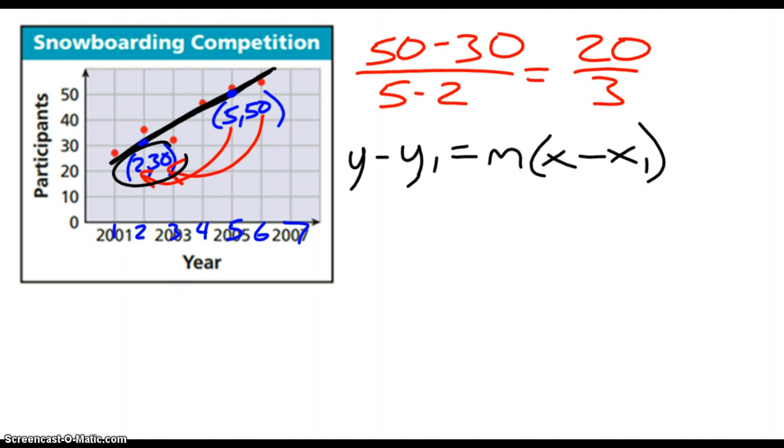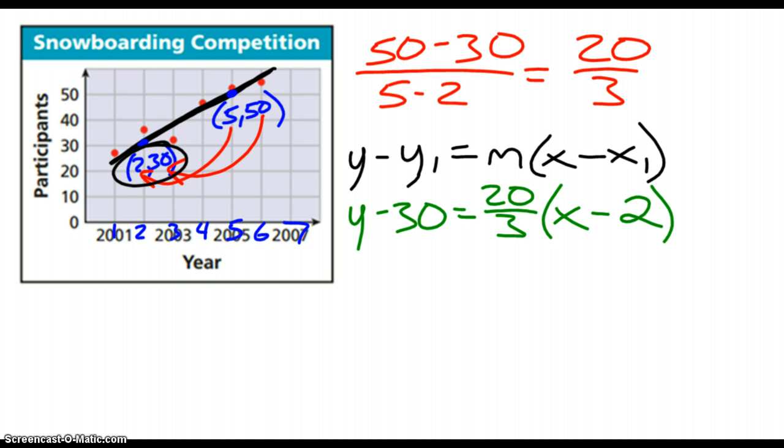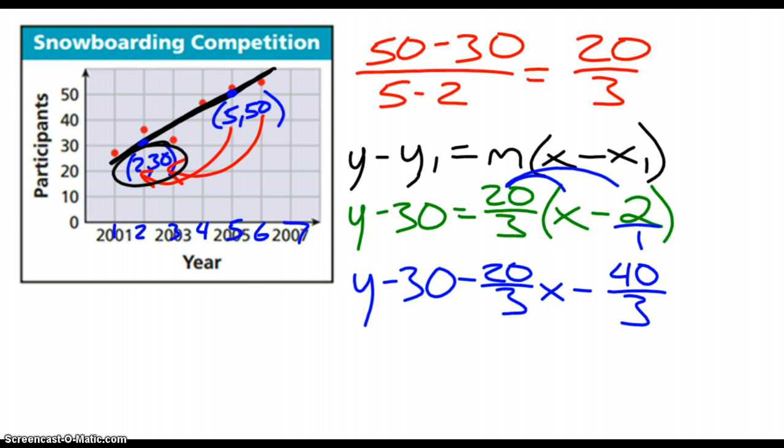And I'm going to use this point right here. You can choose either of them. That one has smaller numbers, that's why I'm going to use that one. So I'm going to say y minus 30 equals my slope times x minus 2. And we're going to solve for y. Alright? So I got to distribute 20 over 3 times x is 20 thirds x, and 20 over 3 times 2 over 1. So I'm just going to leave this as 40 over 3. 20 times 2 and 3 times 1. And then we're going to solve for y.